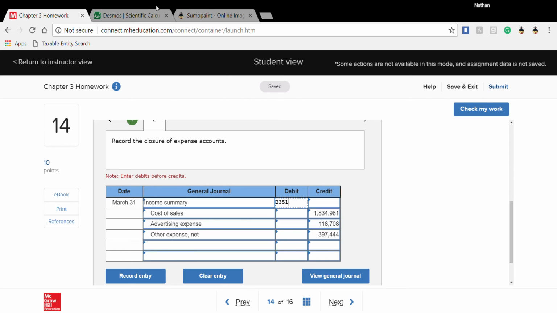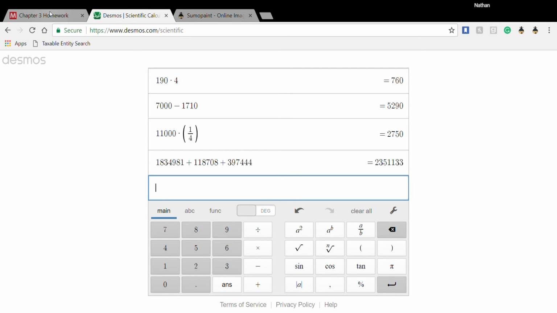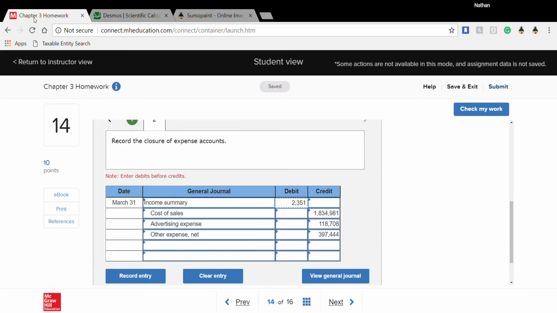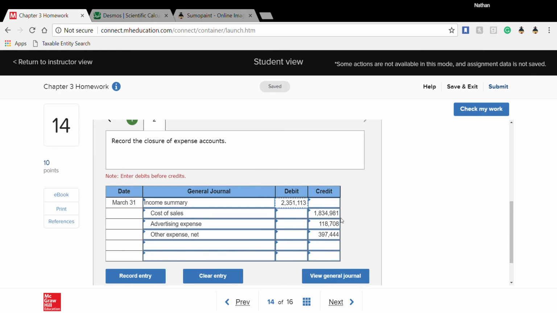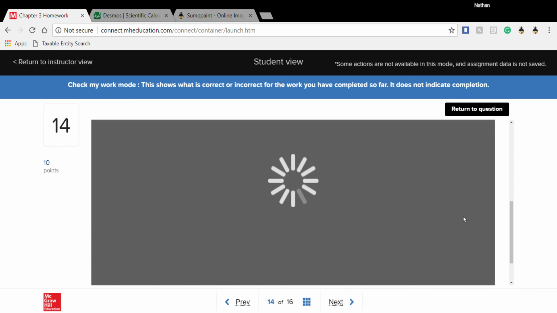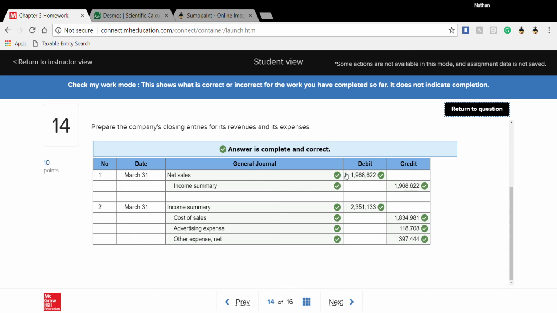As you can see, sometimes it takes a little while to do these back and forth. So 2, 3, 1. See if I got that right. Probably not. I was off. So 2, 3, 5, 1, 1, 3, 3. There we go. And then check my work. And boom. There we go.